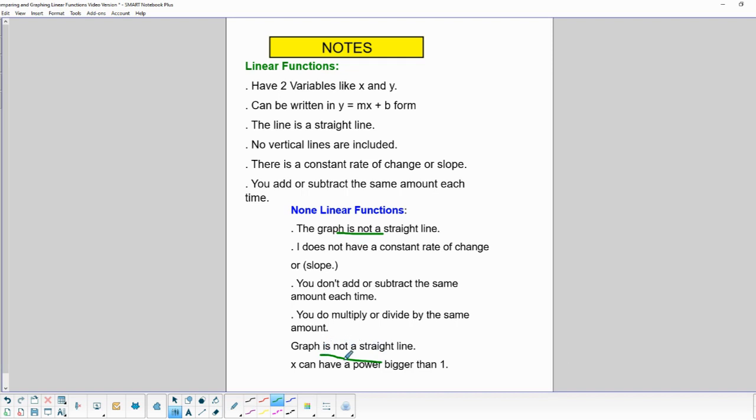And x can have a power bigger than 1. So if you have y equals x, for example, in order for this to be nonlinear, you have to have a power on that x so that it causes the line to change shape and not be a straight line.